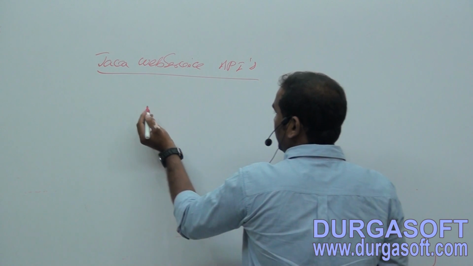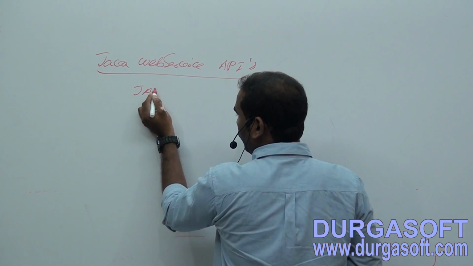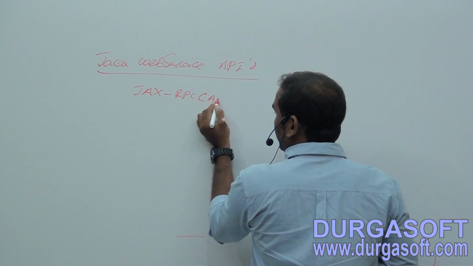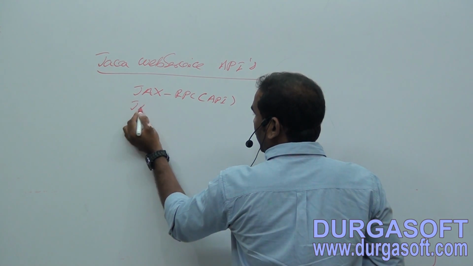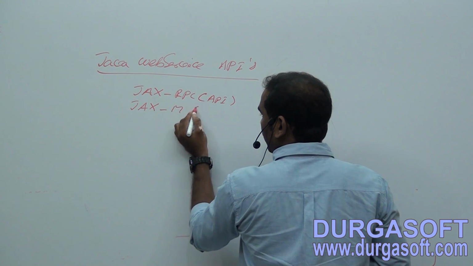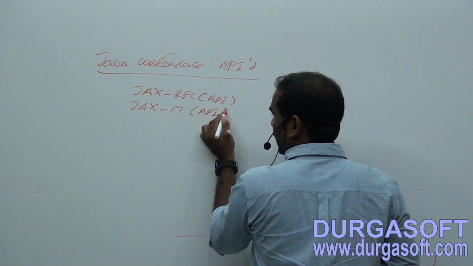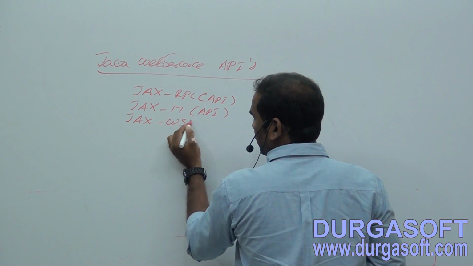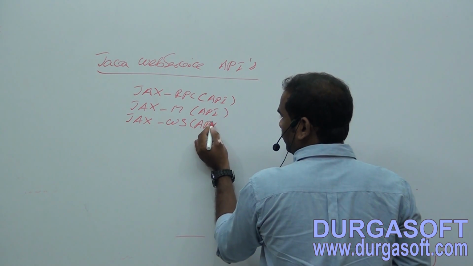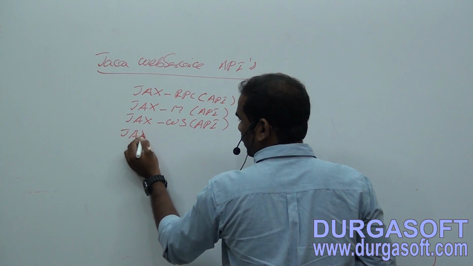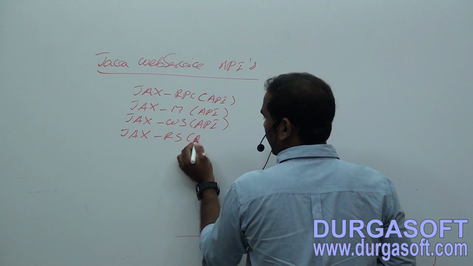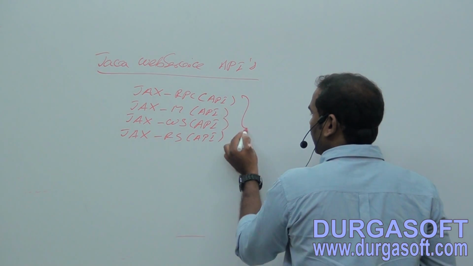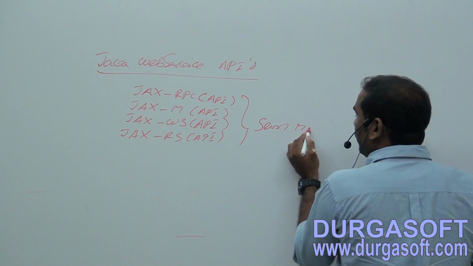So as we discussed, Sun has provided a total of 4 APIs here. One is JAX-RPC. Next one is JAXM, a Java Web Service API. JAX-WS is also an API. The last one is JAX-RS. It is also an API here. So make sure that all these 4 APIs are given by Sun Microsystems.